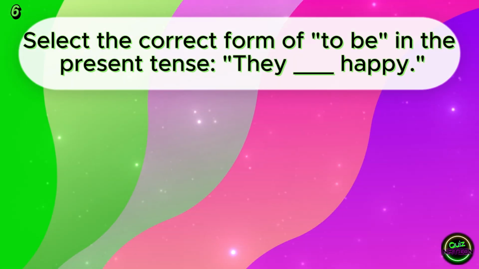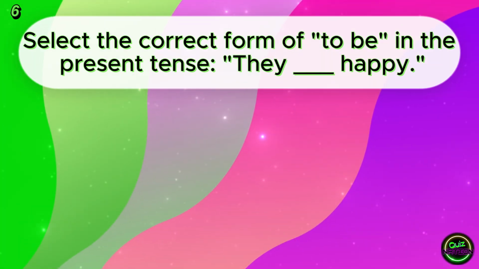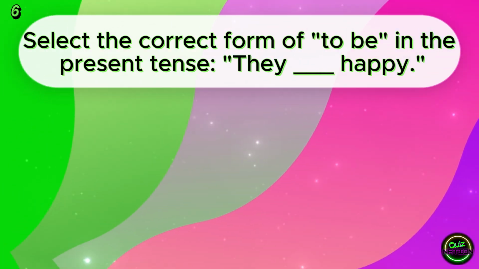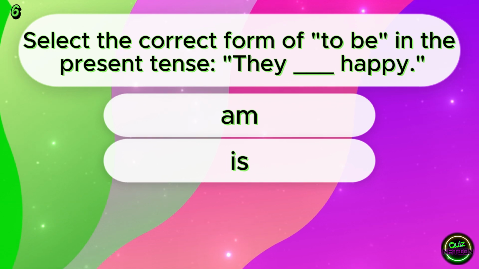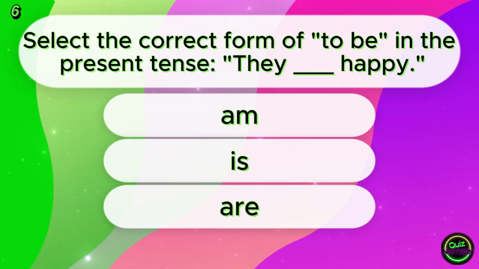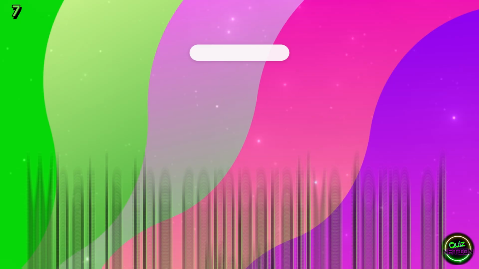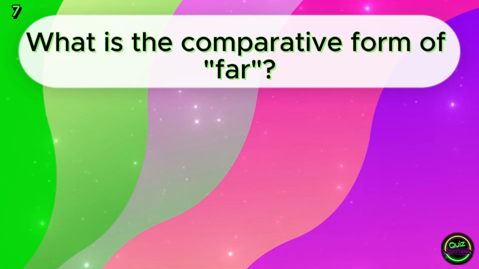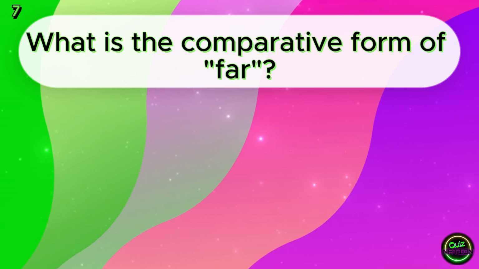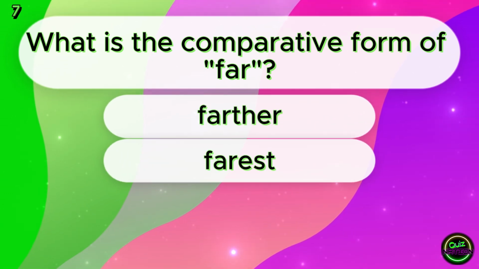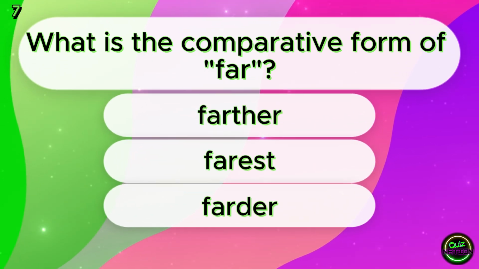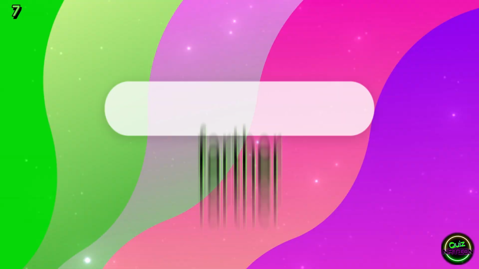Select the correct form of to be in the present tense. They blank happy. Am, is, are. Are. What is the comparative form of far? Farther, forest, farther. Farther.